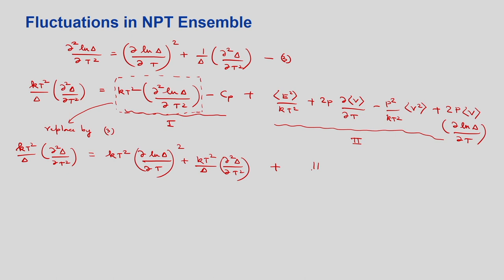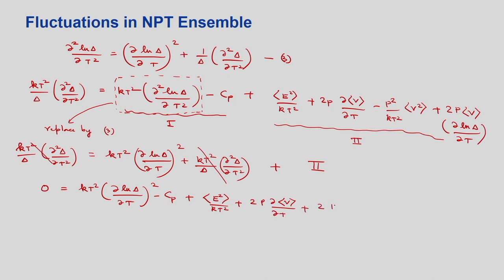Okay, plus I'm not writing this entire expression, it is 2. Now if you see this, both the terms are similar, so you have this term here left. Okay, so it means this term is 0 here, and I write here kt square dou ln delta by dou t whole square minus Cp plus, now let us open the bracket, kt square plus 2p dou V bar by dou t plus 2 of P V bar. This is the term. Okay, now you see we have a term.